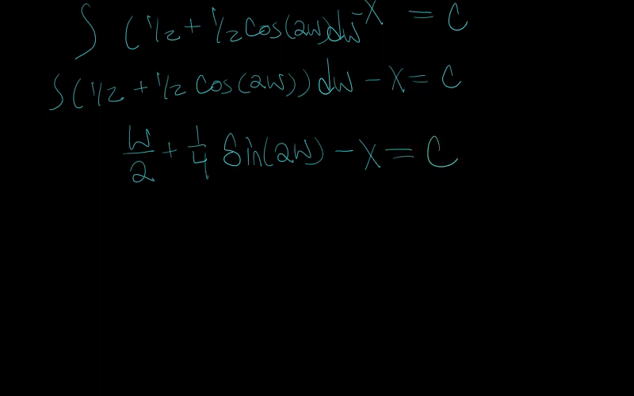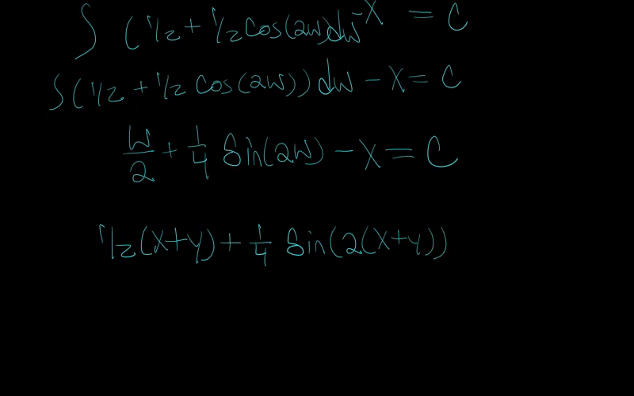And so earlier we said that w was x plus y. So upon substituting that in, I end up with 1/2 (x plus y) plus 1/4 sine 2(x plus y) minus x, and that is equal to c.